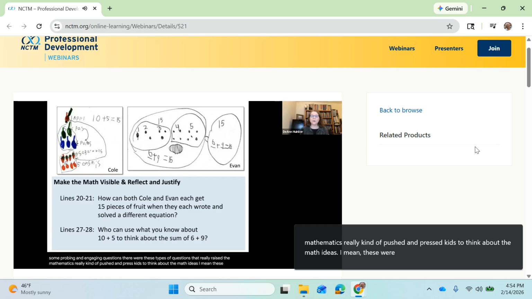I mean, these were 2 questions I just pulled out of that segment that I liked. Wow, we had different equations, but we got the same answer. How does that work? That's an important conversation for first graders. And then the lines 27 to 28, that's really pushing that idea of how you can use 10.